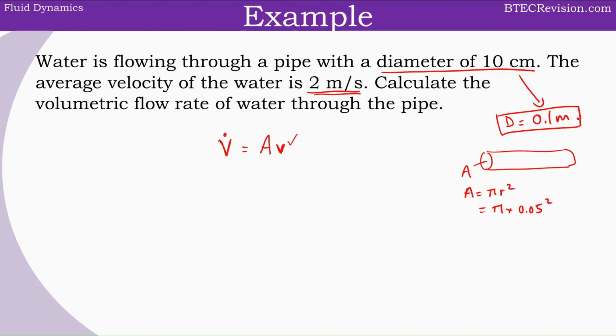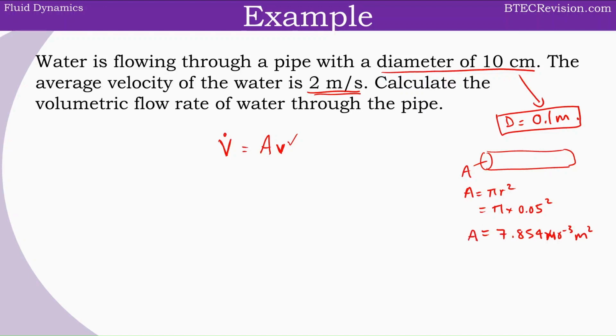So remember the radius is half the diameter. So that's 0.05 squared times pi, and that would give us a value of 7.854, and don't forget the times 10 to the negative 3 meters squared.